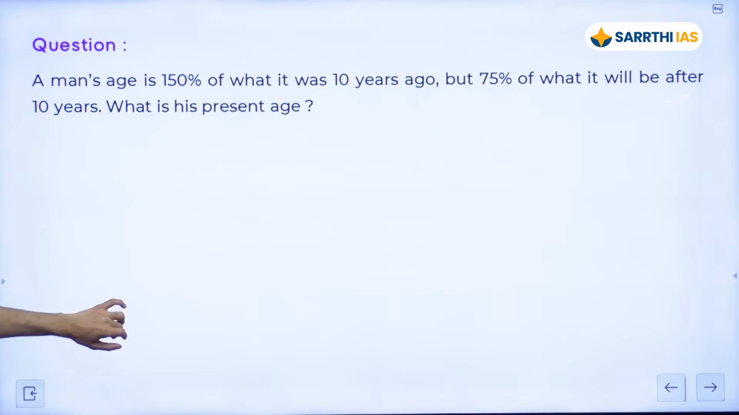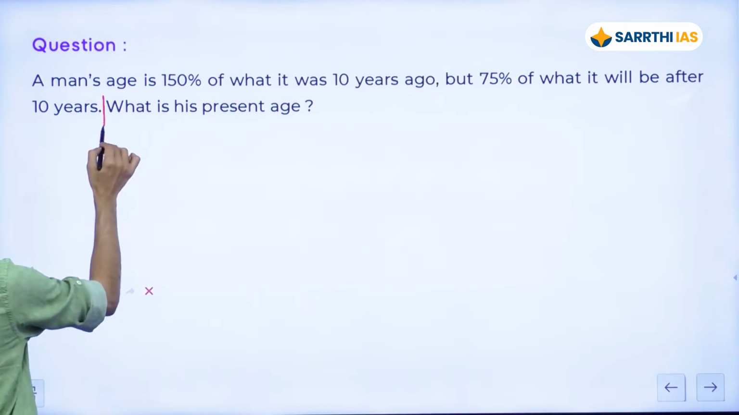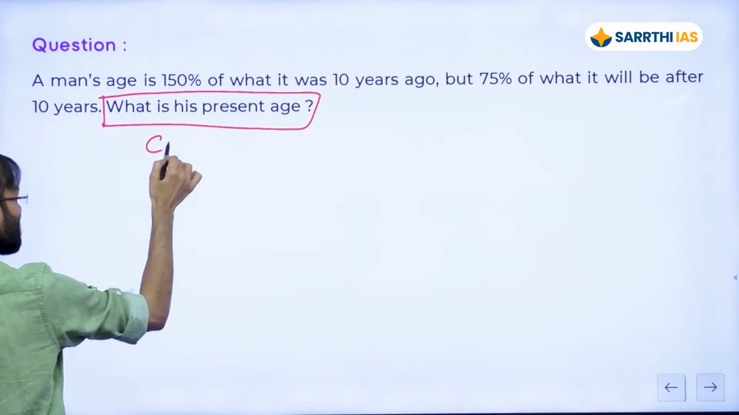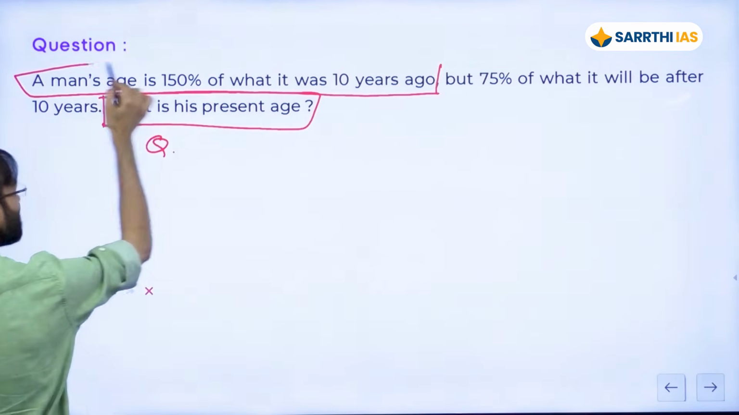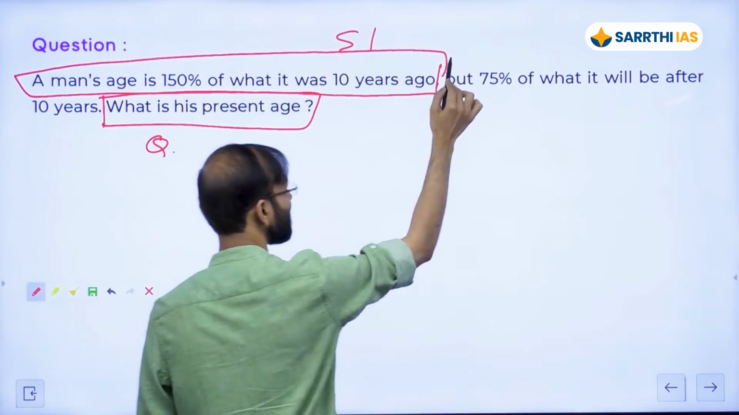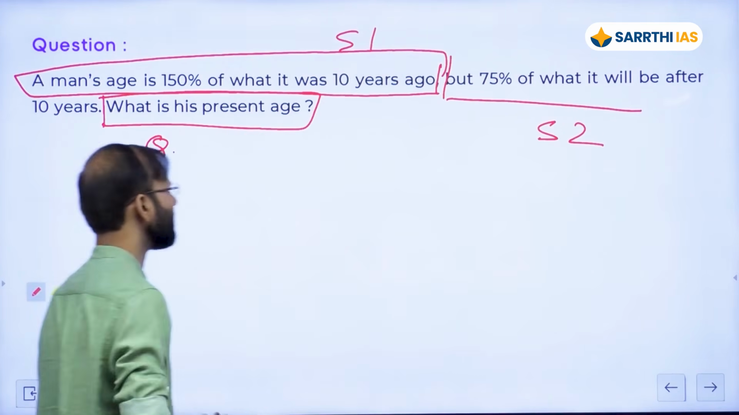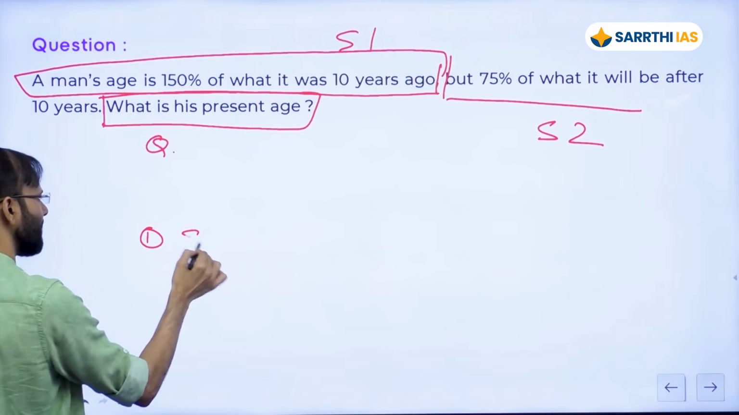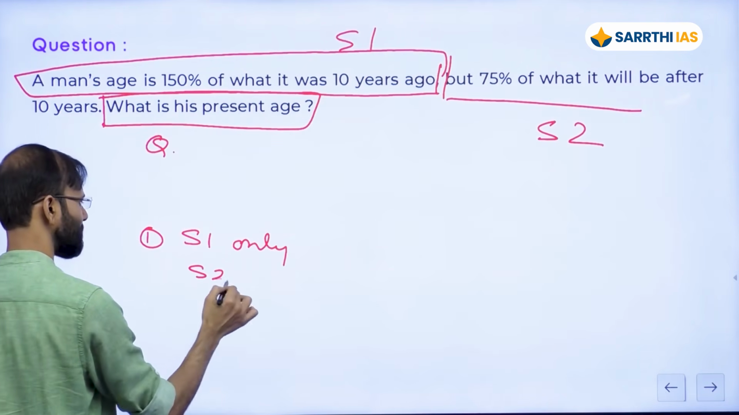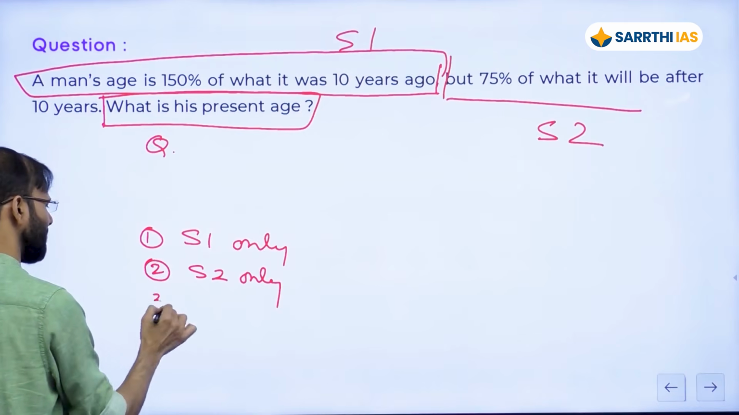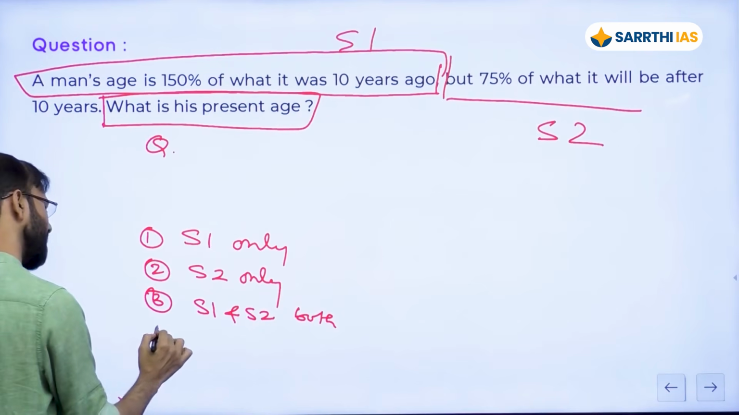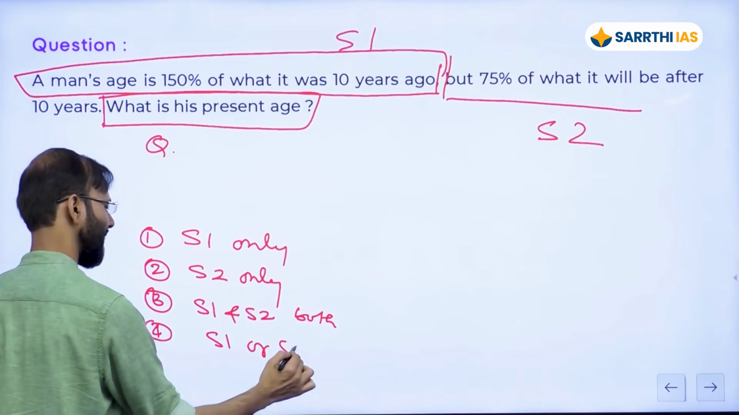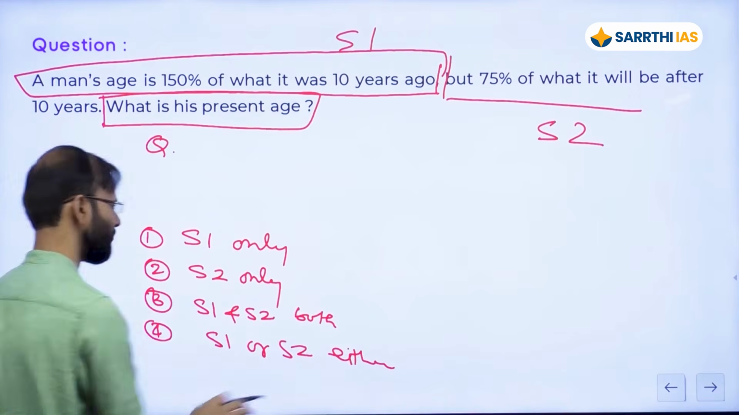अच्छा, मुझे ये बताइए. Everyone, don't solve this question, just wait. I'm changing this question for a bit. This is the question statement. This is statement number 1. And this is statement number 2. Now, the question can be answered by using S1 only, S2 only, S1 and S2 both together, and for S1 or S2 either. Let's say the 4 options are there.